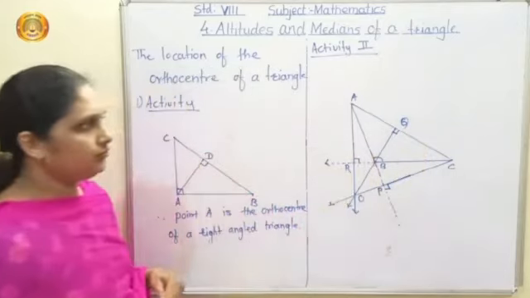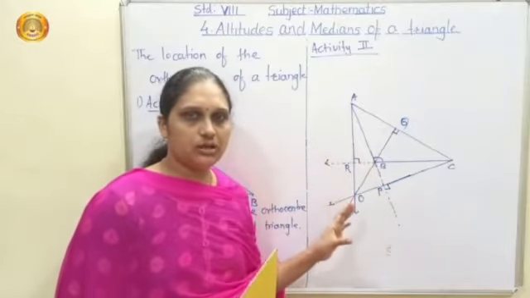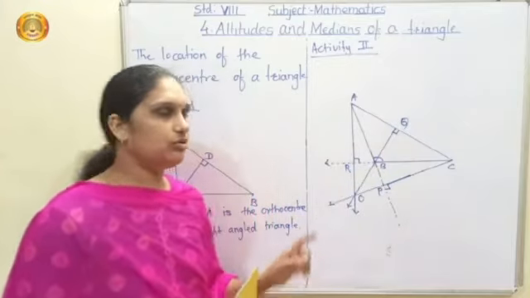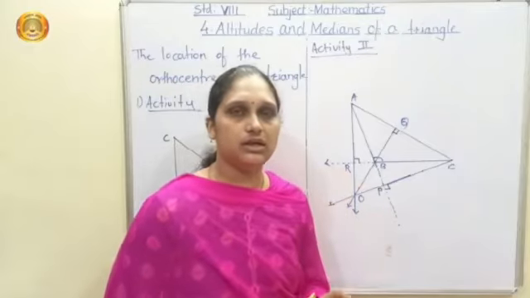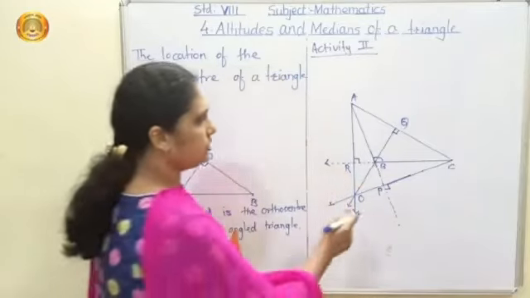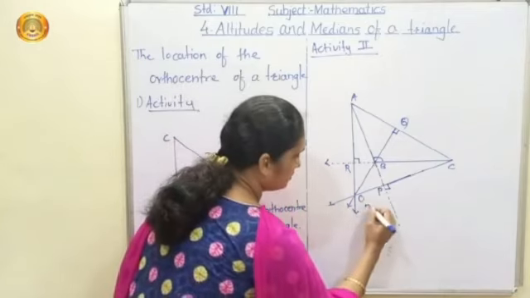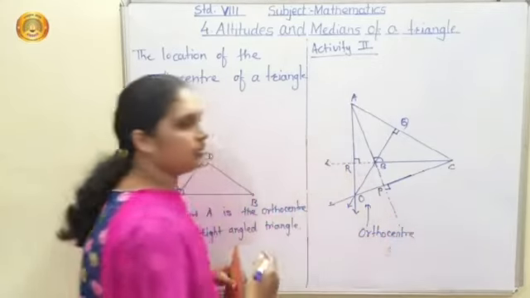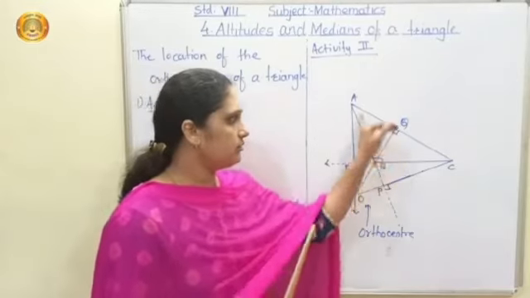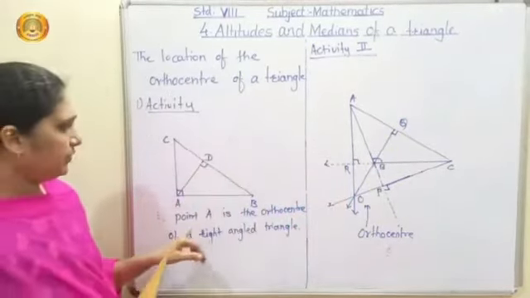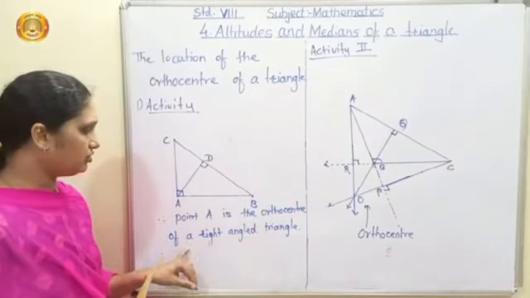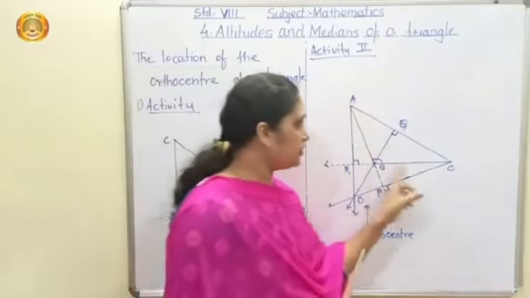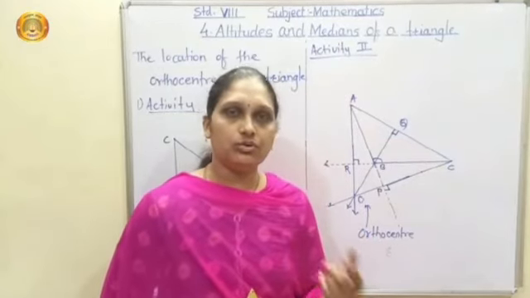See students, if we draw the obtuse angle triangle and draw the altitudes of our obtuse angle triangle, those altitudes also intersect at one point. That means these altitudes are concurrent, and so this O will be the orthocentre. Where did we get the orthocentre? We got the orthocentre outside of this obtuse angle triangle. For the right angle triangle, we got the orthocentre exactly at the 90 degree angle. And now for the obtuse angle triangle, the orthocenter we got is outside of the triangle.